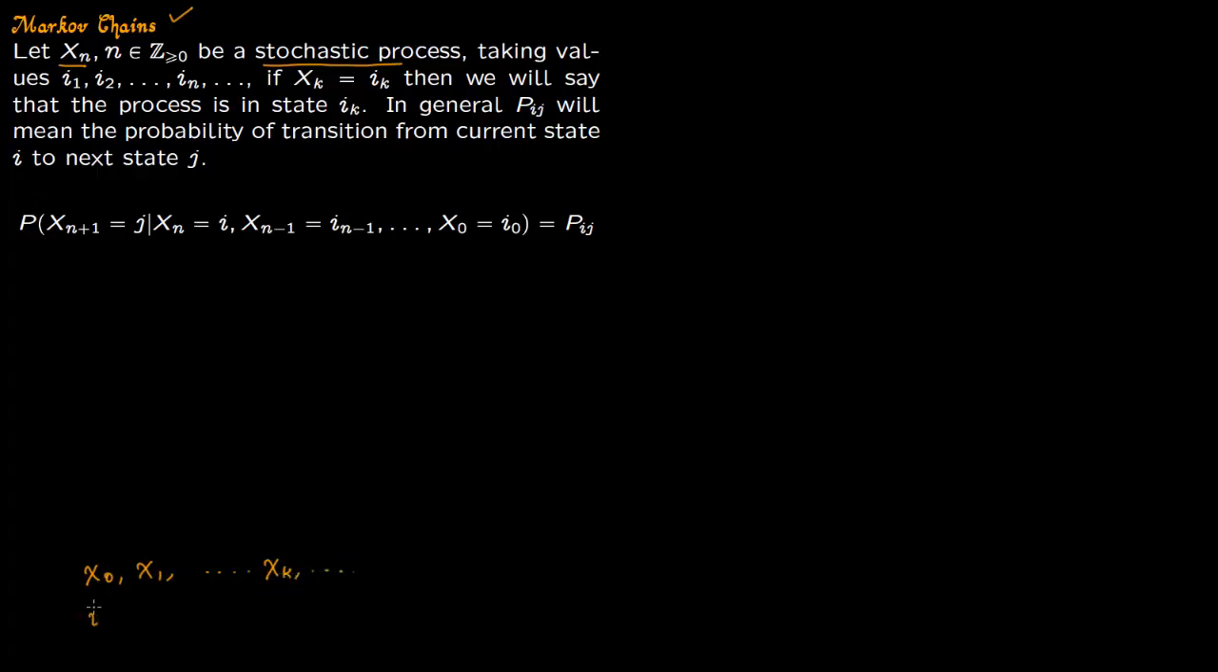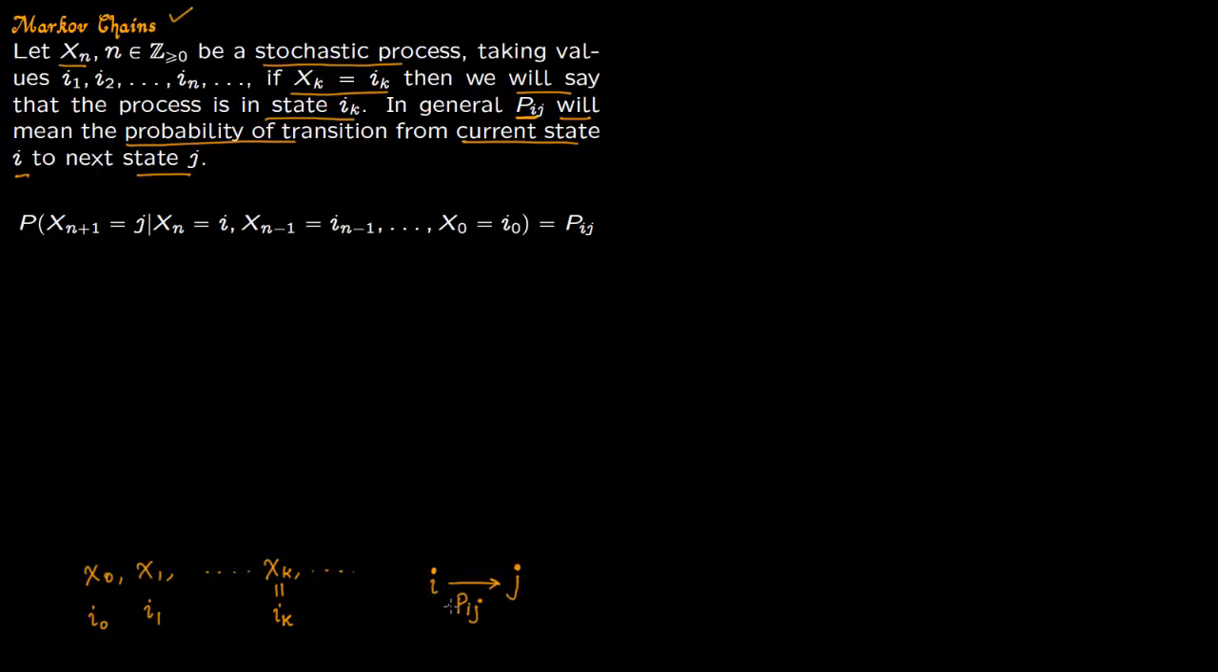So say X0 takes on value i0, X1 takes on value i1, Xk takes on value ik. If Xk is equal to ik, that is, Xk takes on value ik, then you say that the process is in state ik. So currently the process is in state ik. Say currently the process is in state i, and then it moves to a state j. So Pij will mean the probability of transition from current state i to next state j. Pij is just the probability of moving from state i to state j.